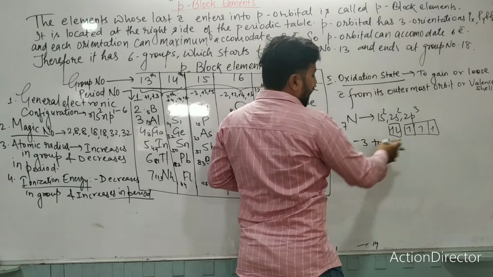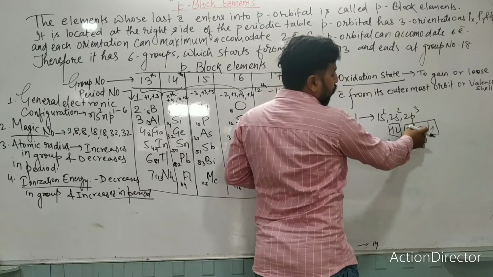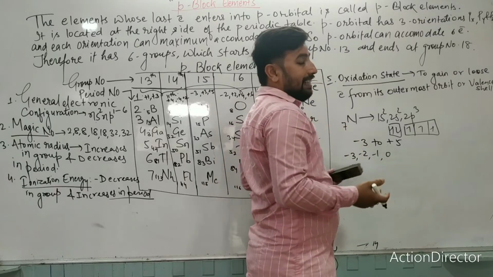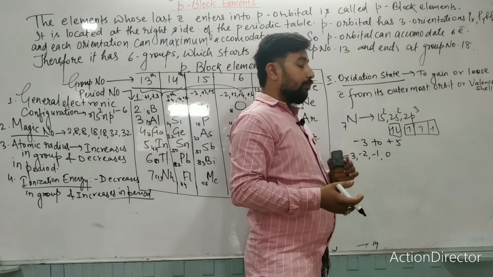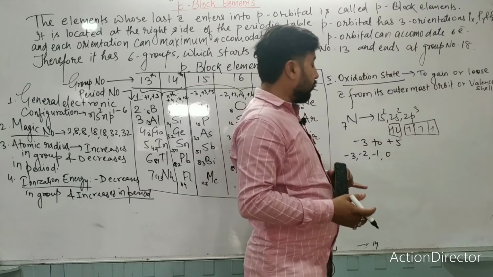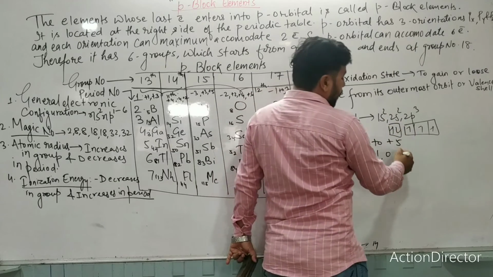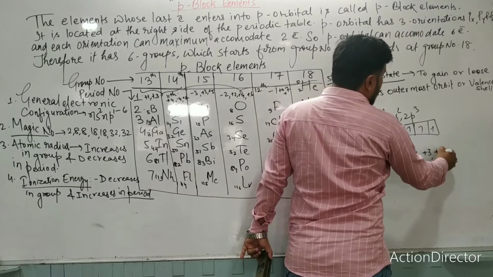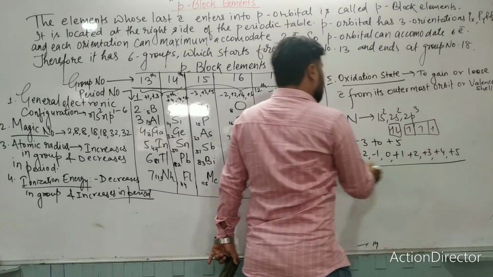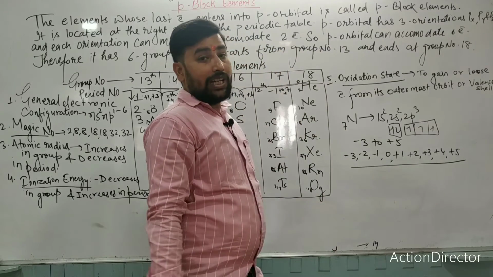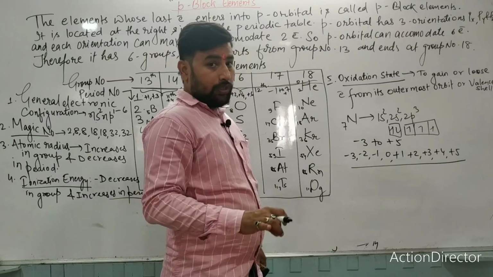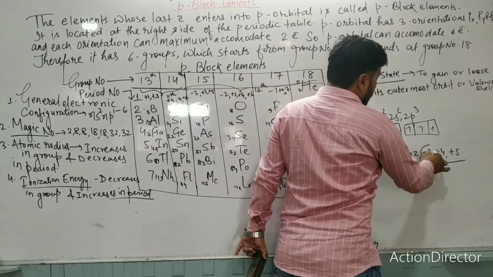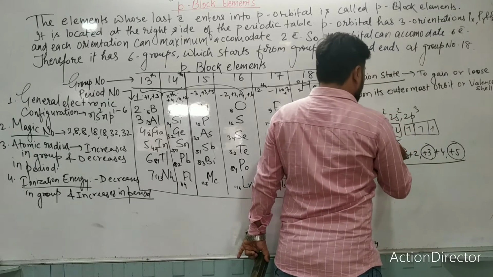Why -3 to +5? Because gaining of electrons, one by one it will gain. So -3, -2, -1, 0. If it doesn't gain or doesn't lose, then 0. If it gains, then -1 to -3. And if it starts losing, then first it will lose 1 electron, then second electron, then third electron, then fourth electron, and then fifth electron. So these are the oxidation states of group number 15 elements, in which the most stable oxidation states will be this, this, this, and this.